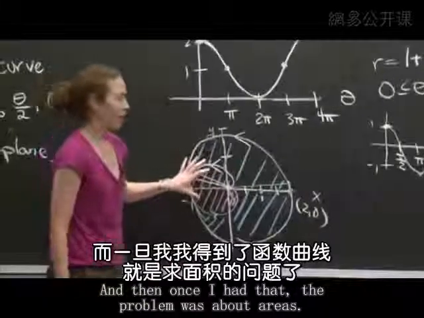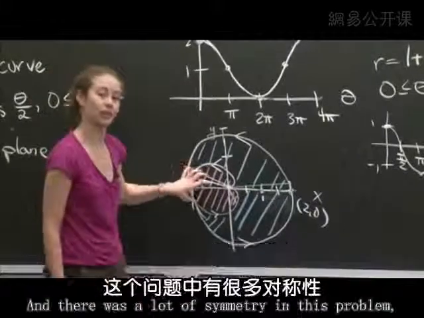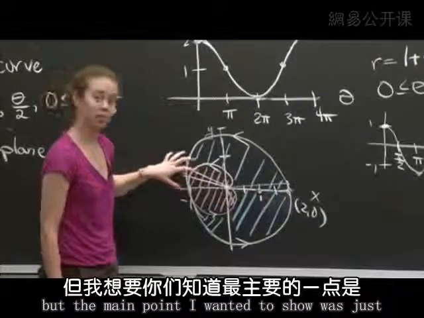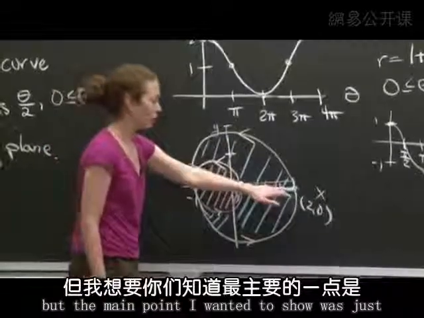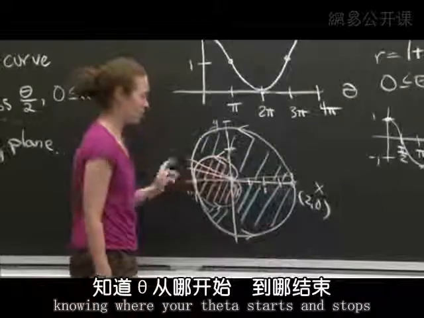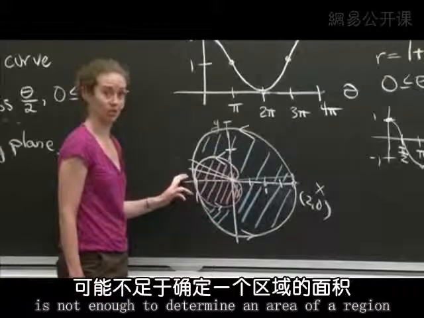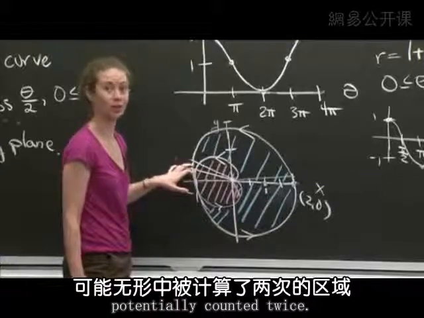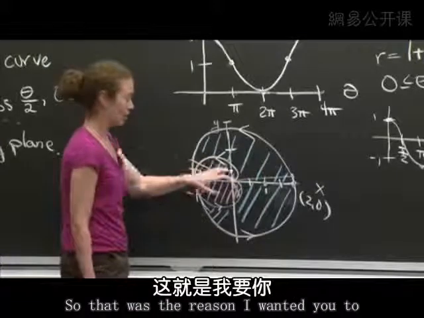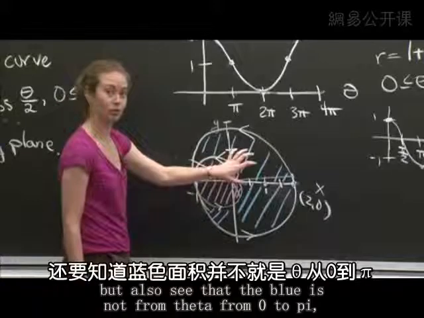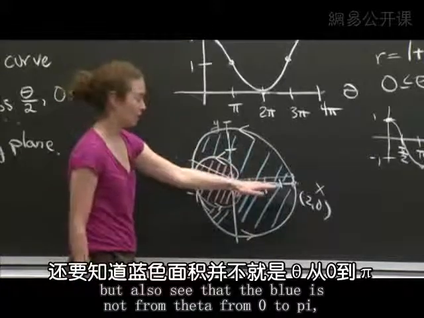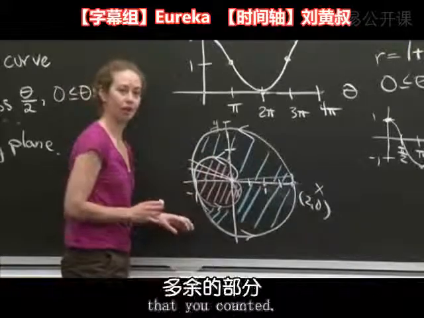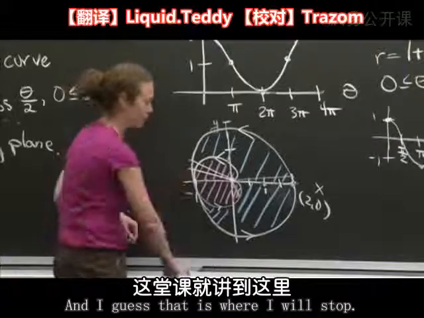And then once I had that, the problem was about areas. And there was a lot of symmetry in this problem. But the main point I wanted to show was just knowing where your theta starts and stops is not enough to determine an area of a region if that region is excluding some part that would be potentially counted twice. So that was the reason I wanted you to calculate not just the pink area, but also see that the blue is not from theta from 0 to pi, but you have to subtract off this extra stuff that you counted. And I guess that is where I will stop.